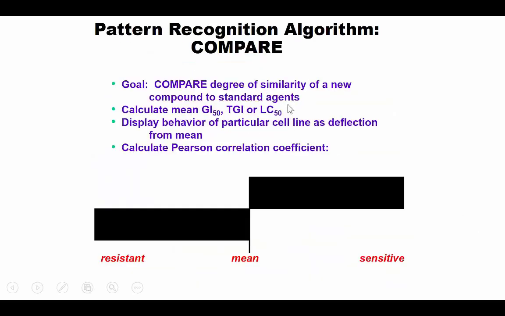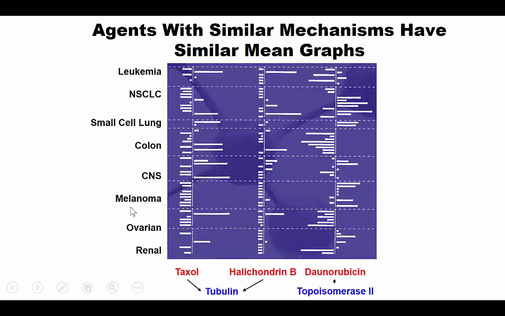Using these 3 data points, GI50, TGI and also LC50, you can put mean values among those 60 cancer cell lines. Some cancer cell lines show more sensitivity to this compound. Some cancer cell lines show more resistance if it goes this way. Then by putting those data together, now this is one compound, Taxol. Taxol has this kind of profile. These are 60 different cancer cell lines, and this cancer cell line is more sensitive to Taxol, and this one is more resistant.